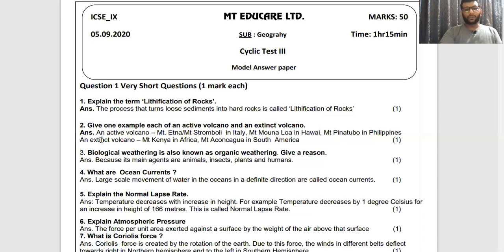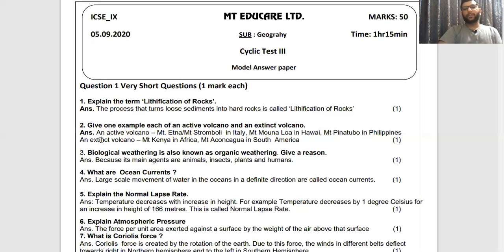The next question, what are ocean currents? Large scale movements of water in the oceans in definite directions are called ocean currents. Remember the important words are large scale movement of water and definite directions. That will be looked upon when it comes to giving you the marks.